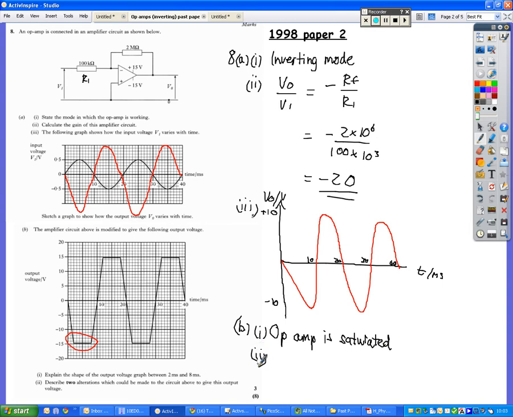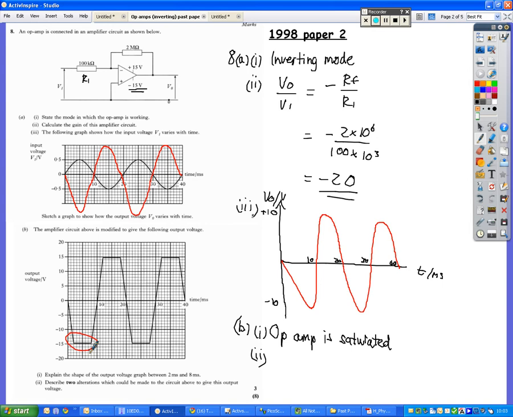the output voltage cannot be greater than whatever the supply voltage is to the operational amplifier. So here it's 15. So if it gets to a point where the gain of 20 is going to produce a voltage that is greater than plus or minus 15, then the op amp will saturate. In other words, it will level out. So that's what's happening between 2 milliseconds and 8 milliseconds.